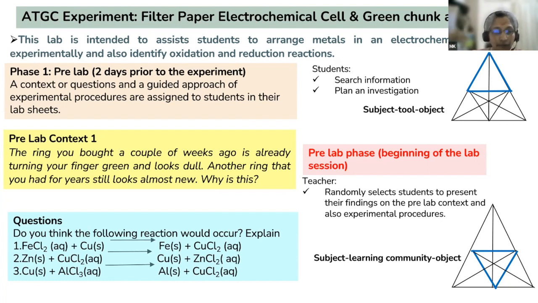So for the pre-lab, the students were provided with some questions and also some guidance about the experimental procedures and also a context. The context that we have chosen in the pre-lab that was given to the students is that the ring that you bought a couple of weeks ago is already turning your finger green and looks dull. Another ring that you had for years still looks almost new. Why is this?